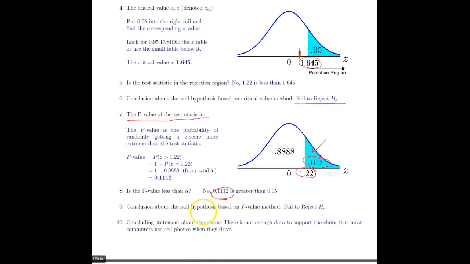And then we make what's called a concluding statement. The concluding statement here is that there is not enough data to support the claim that most commuters use cell phones when they drive. Even though our sample data was 55%, which is greater than 50%, that could just be by random chance. And so we're not going to make a definitive conclusion, because there's not enough data to say that it certainly is.